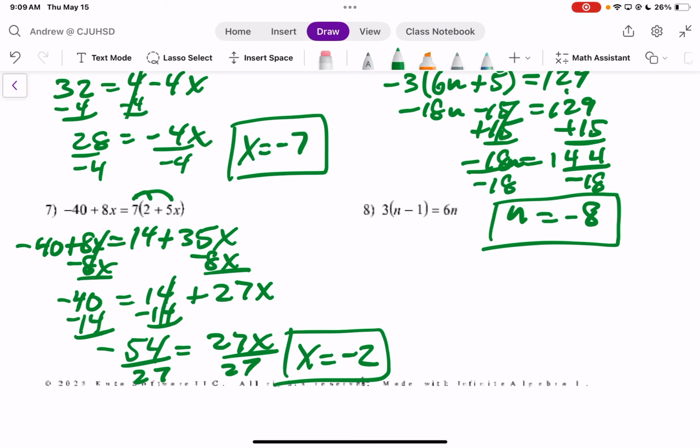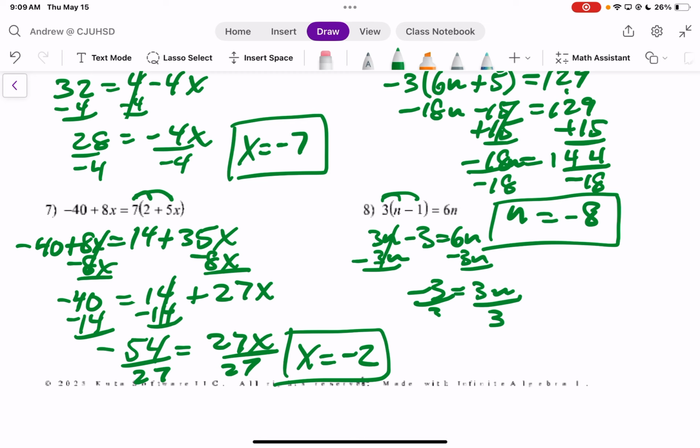I could do the shortcut here. I could divide by 3. But I'll go ahead and do the distributive property. Again, just get rid of the smaller n, which is 3n. And divide by 3. Probably would say n equals -1 on the multiple choice. Okay, any questions so far?